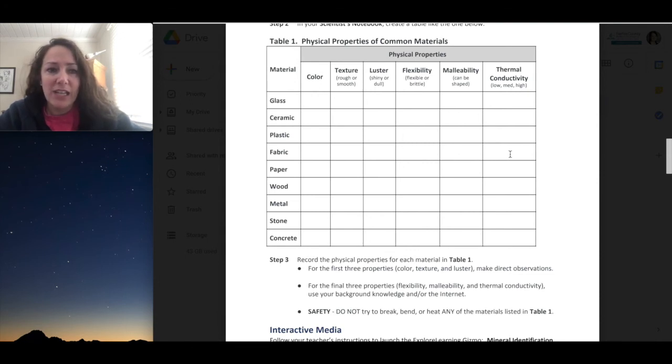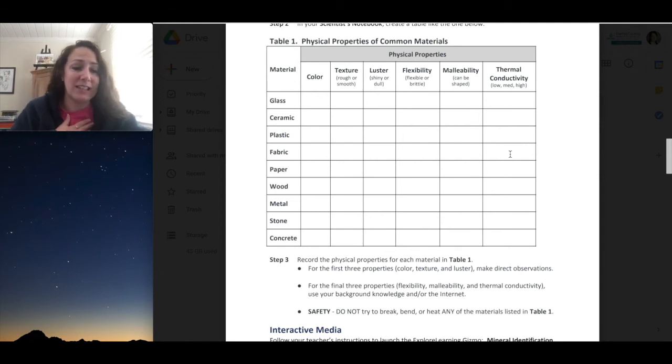Thermal conductivity, I'm going to say it has a low conductivity because I can wear this in the sun and it won't burn me, okay? So it's got a low thermal conductivity.